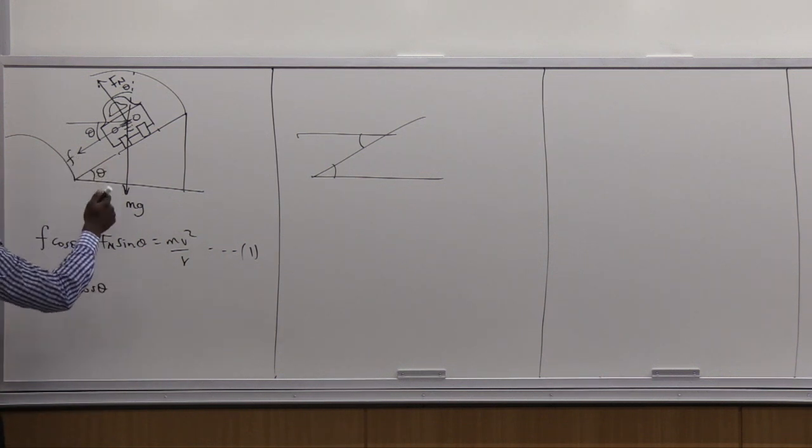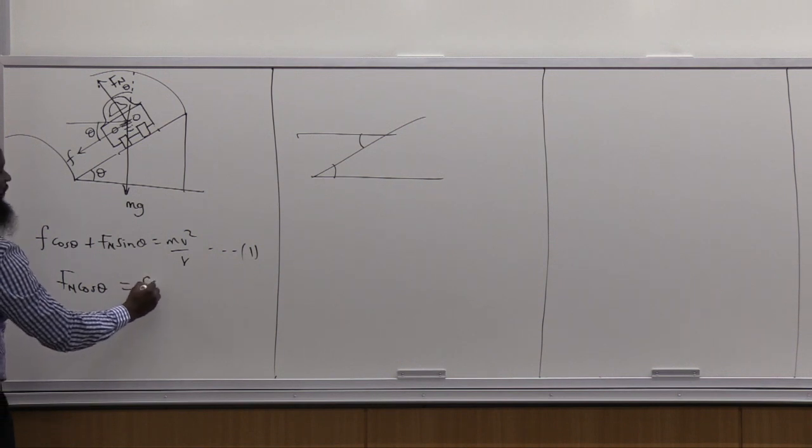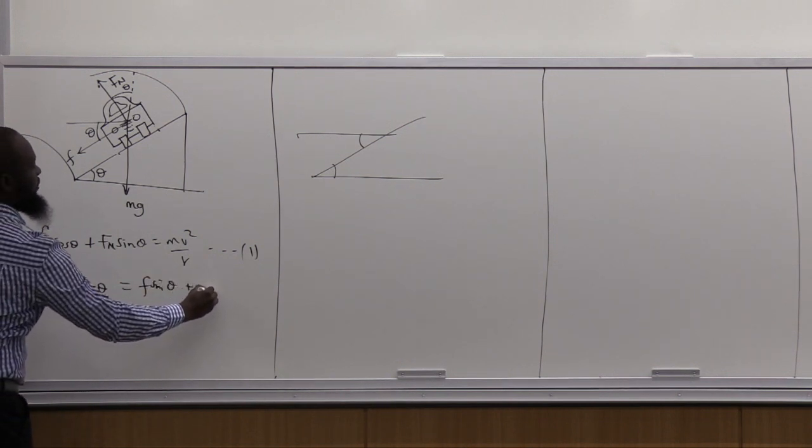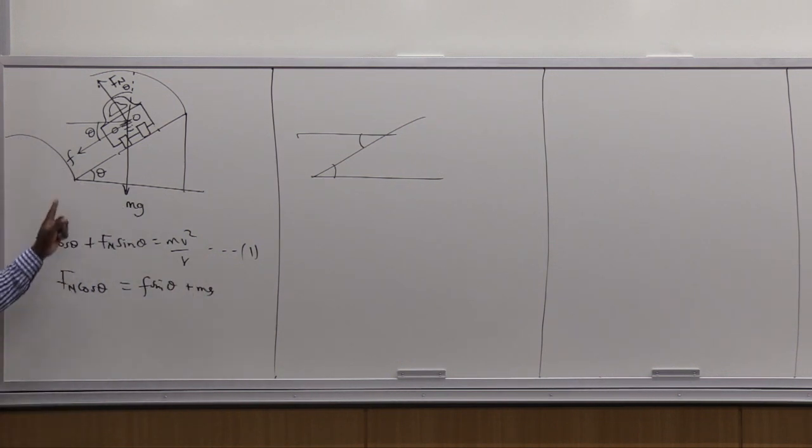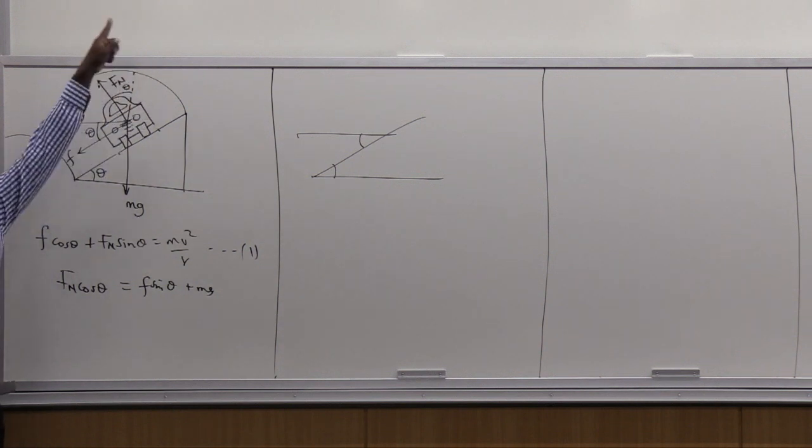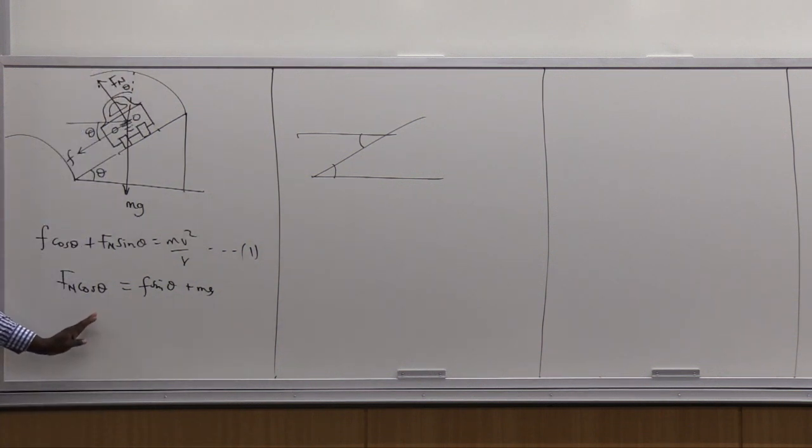What do I have here? Equals frictional force sine theta plus mg, because both are going down. Frictional force sine theta will be going down, mg is going down. Both of those we add to normal force cosine theta going up. Is that okay? And you are done. So this is just what I wanted you guys to get.